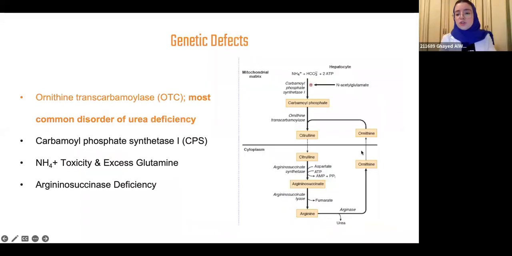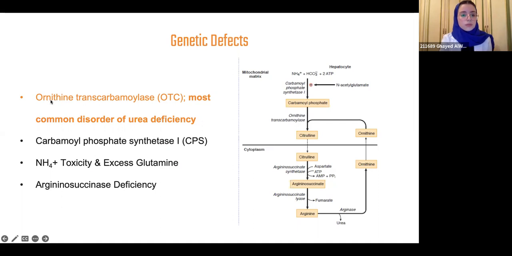Okay, so genetic defects, right? Let's start with ornithine transcarbamylase. This could also come as a question for you guys, where they ask you, what's the most common disorder of urea deficiency? And that's OTC, which is the ornithine transcarbamylase.